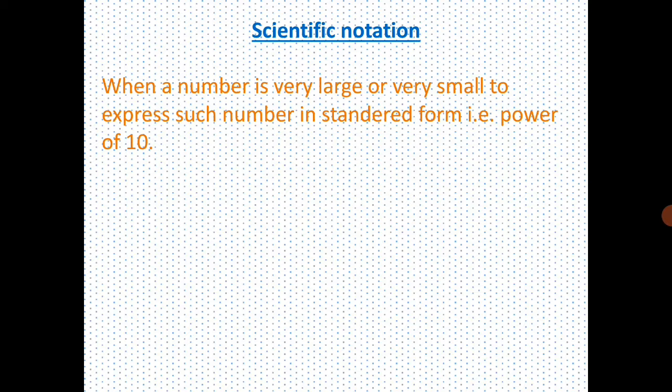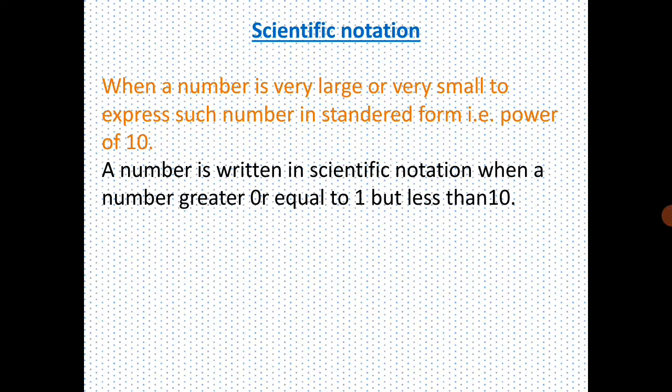greater than 10, or very small, less than 1, then we can express such a number as a power of 10. A number is written in scientific notation when the coefficient is greater than or equal to 1 but less than 10. Now the question is, why can we write such numbers in standard form? When a number is less than 1 or greater than 10, why can we write that number in scientific notation?